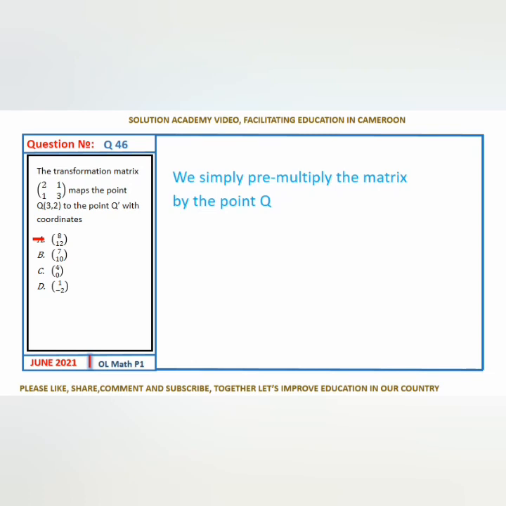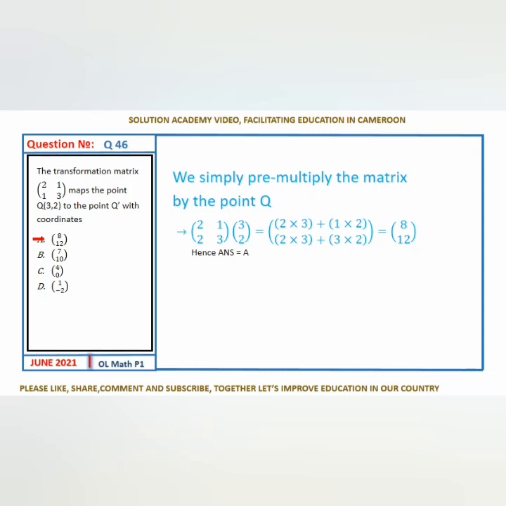So our matrix is 2, 1, 2, 3. We multiply the matrix by the point 3, 2. Take note of matrix multiplication. First, 2 times 3 plus 1 times 2. We move down: 2 times 3 plus 3 times 2. And we simplify. 2 times 3 is 6, plus 1 times 2, that gives us 8. We go down: 2 times 3 is 6 plus 3 times 2, which is 6. So 6 plus 6 is 12. So we have the point 8, 12. Take note of that. Hence, our answer is A.